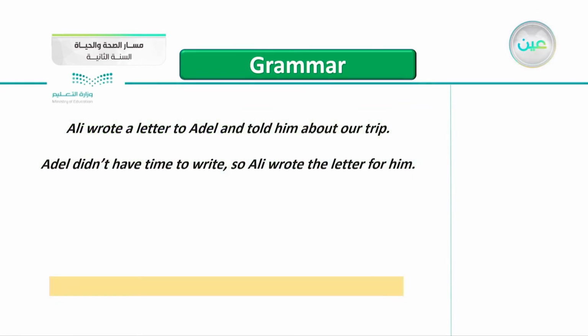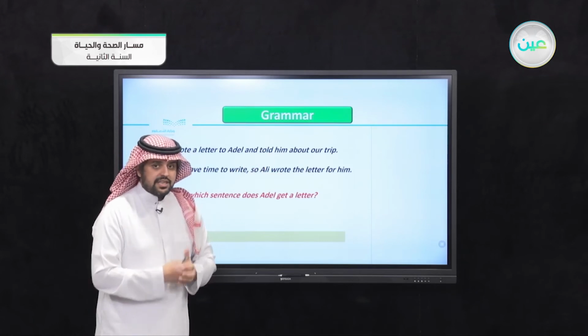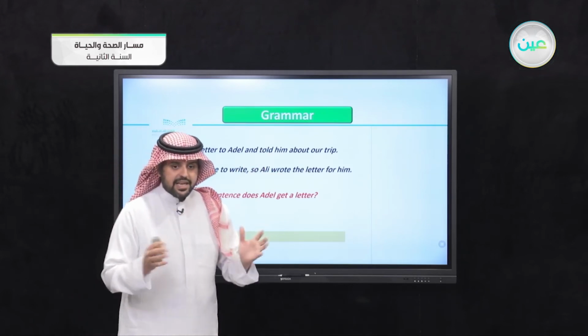For example here, Ali wrote a letter to Adil and told him about our trip. Ali wrote a letter to Adil. So notice the direct and indirect here. And told him about our trip. The second example, Ali didn't have time to write, so Ali wrote the letter for him. Adil didn't have time to write. He was busy. So Ali wrote the letter for him. In which sentence does Adil get a letter? Is it this one or this one?